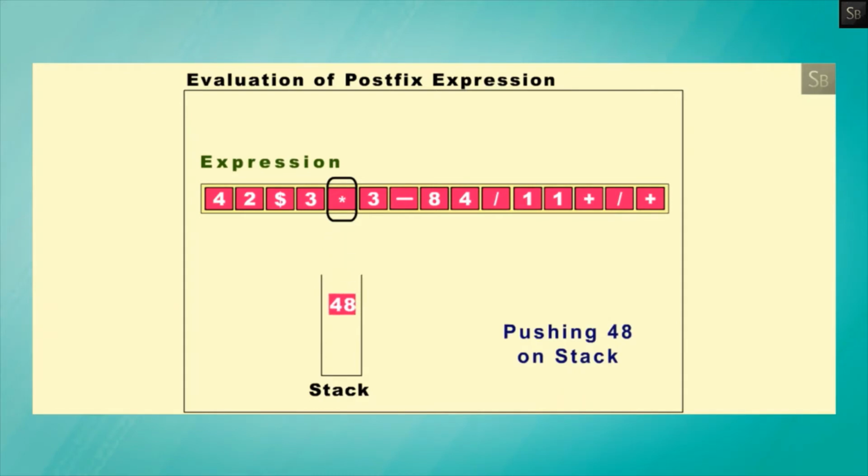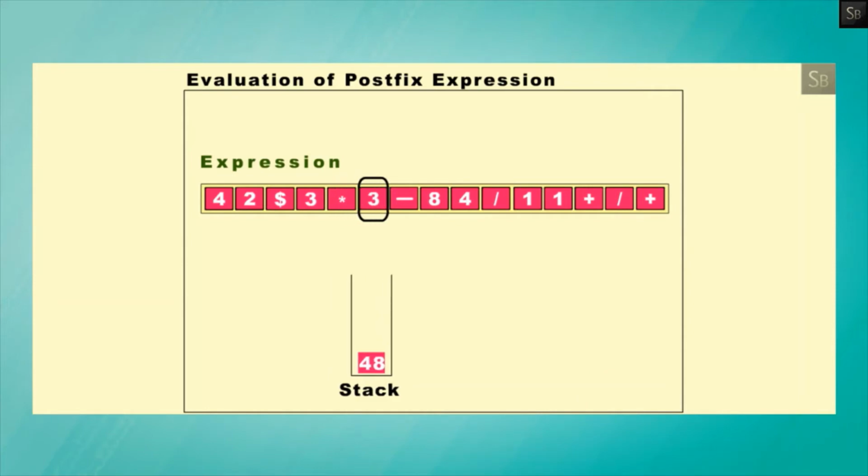Again we are going to scan the next input character from the postfix expression. The next input character is an operand 3, so it is pushed onto the top of the stack. Again the next input character is scanned from the postfix expression, which is minus.